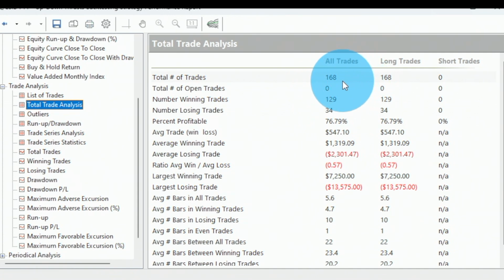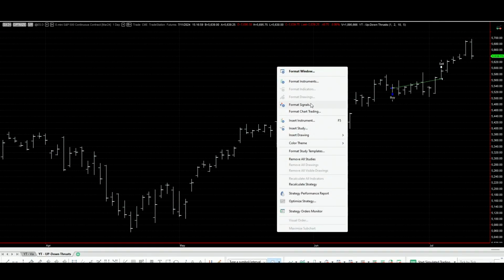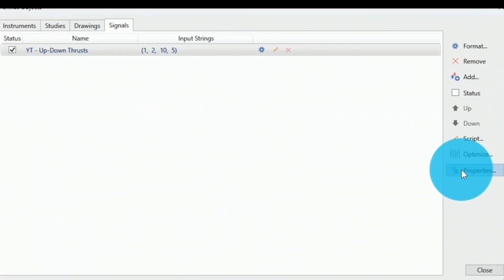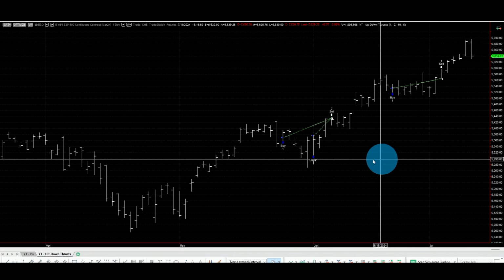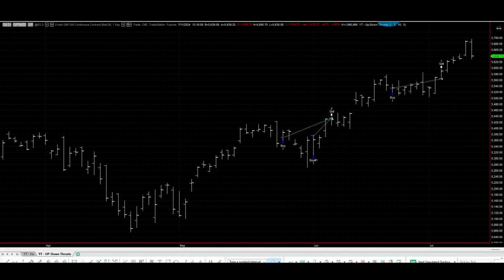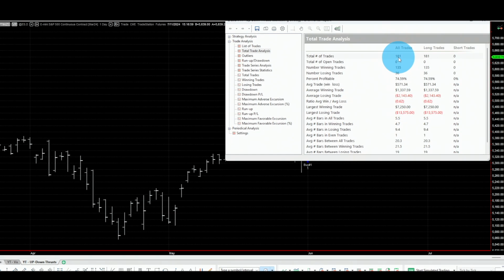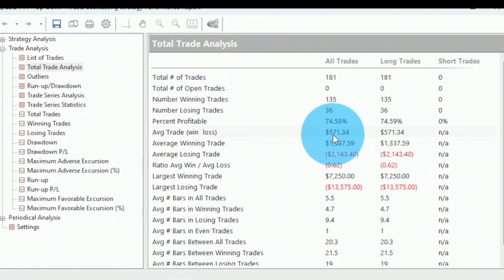So we're only allowing 1 long signal. We get 168 trades with an average of 547. So that's still really good. And if we allow the strategy to take 2 signals, so allow 2 order entries when the order is generated by a different signal, this is how it looks like. And now we can see we have 181 trades, still having the same average trade.